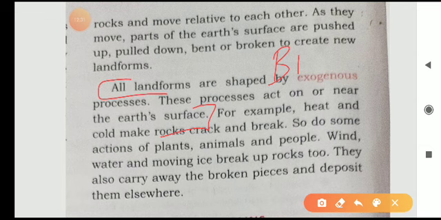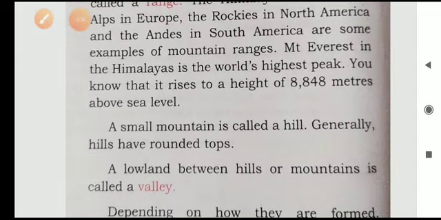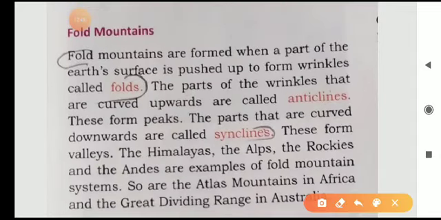Now question number 2, syncline and anticline. Answer is on page number 11. Fold mountain. Take the part of fold mountain, the second line, second sentence. The parts of the wrinkles that are curved upward are called anticlines. These form peaks. The parts that curve downward are called synclines. This is the answer of B2.